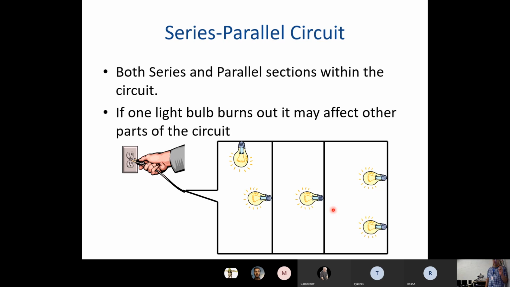Okay, and that's as far as we're going to go today. But those are your three types of circuits: series, parallel, and series parallel.